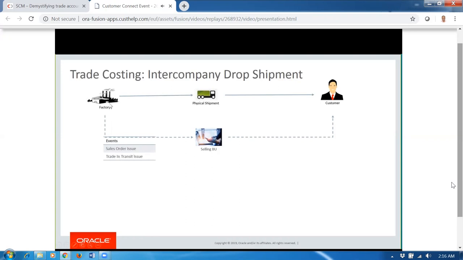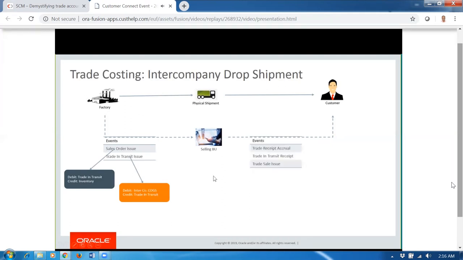In the factory, you would see a sales order issue, because the physical inventory is being moved out. But the item is still in transit, and the ownership chain is not complete. So with the sales order issue, I'm taking the value out of inventory and moving it to trade in transit. When the ownership has shifted from the factory to the selling BU, I would take it out of transit and book the intercompany cost on my side. Now the sell flow for the factory is complete.